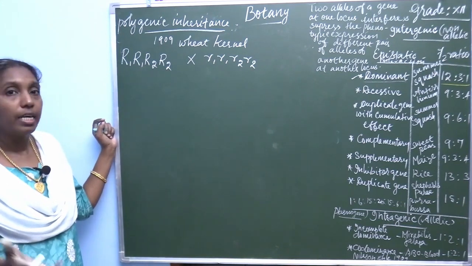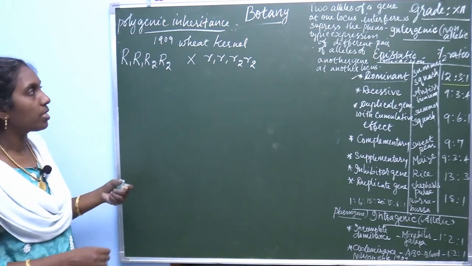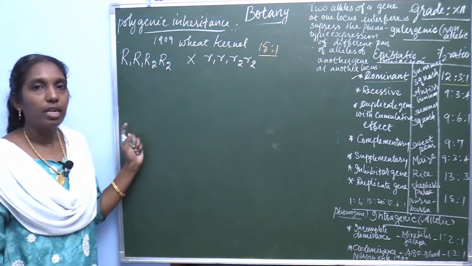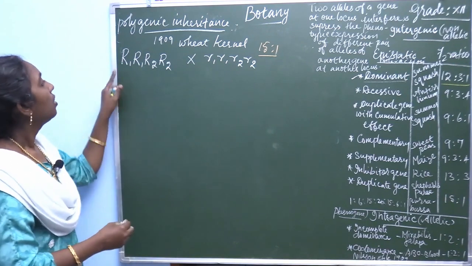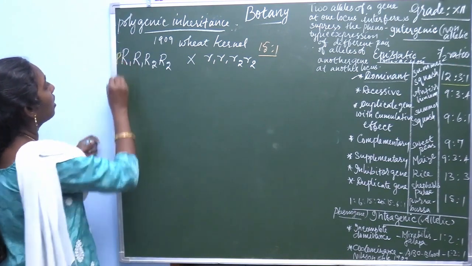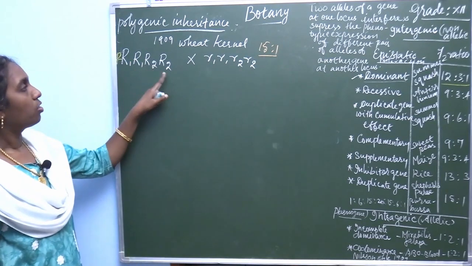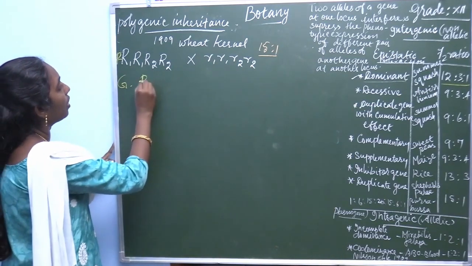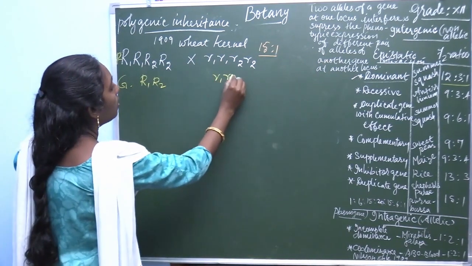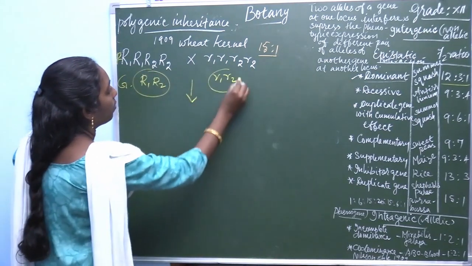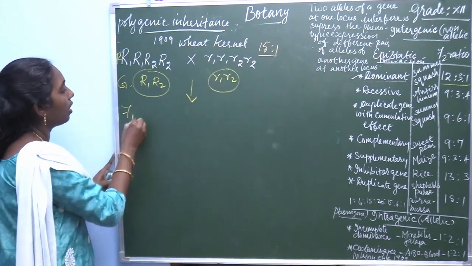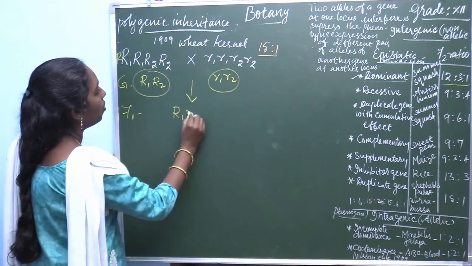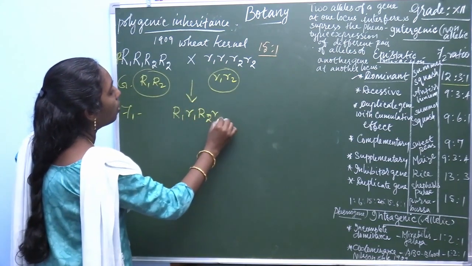So, this is polygenic inheritance. Different combinations of genes are expressed in the ratio 15:1. The ratio obtained here is 15:1. In this, the parent is capital R1 R1 R2 R2 crossed with small r1 r1 r2 r2. So, what are the gametes present here? The gametes are capital R1 R2 and small r1 r2. In the F1 generation, it produces capital R1, small r1, capital R2, small r2.